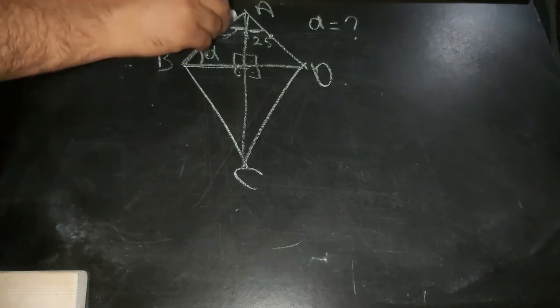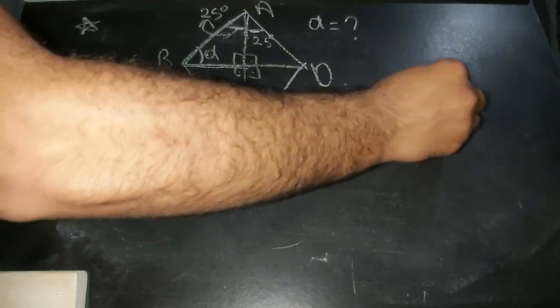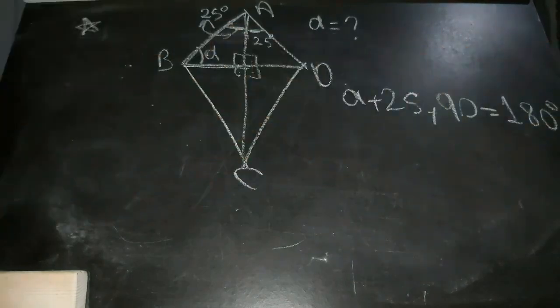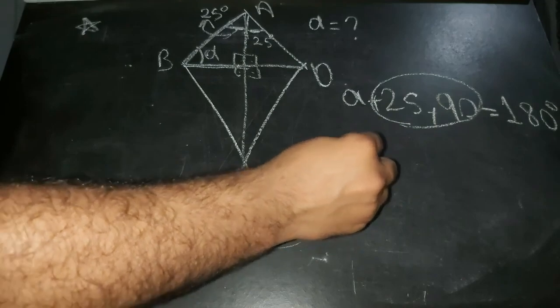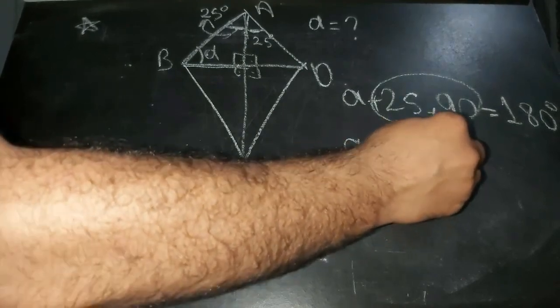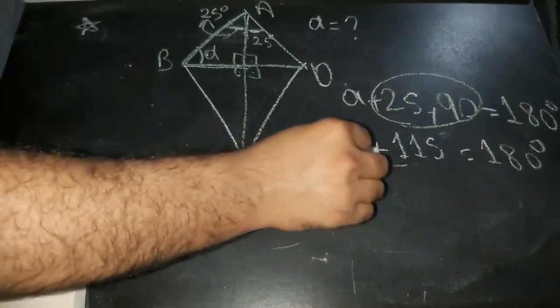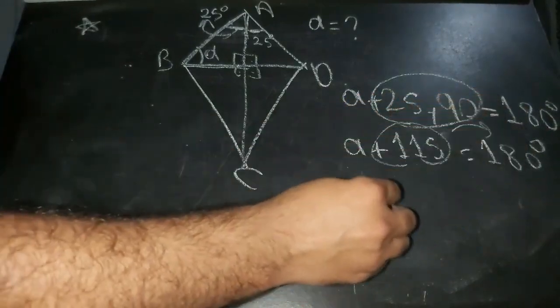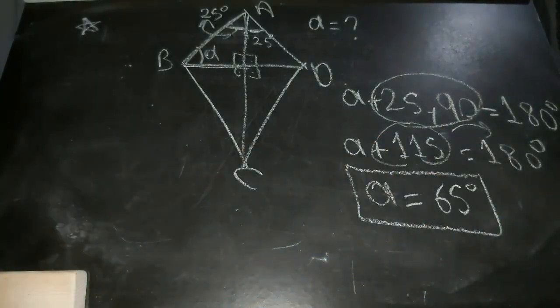A plus 25 plus 90 will be 180. So now from there, A plus 115 equals to 180. This goes to the other side as negative. A is going to be 65 degree. Right. So let's pass to our last question for this lesson.